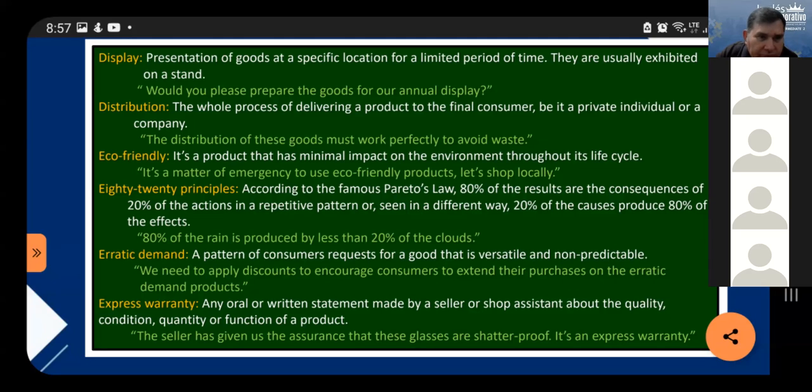Okay, display: presentation of goods at a specific location for a limited period of time. They are usually exhibited on a stand. Would you please prepare the goods for our annual display?